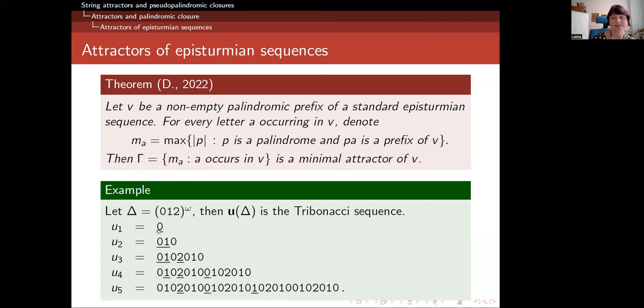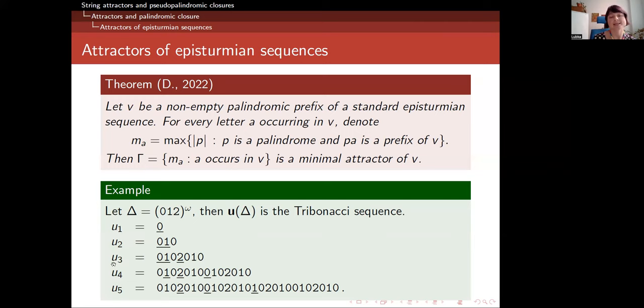Then U2, I search for the maximal palindromic prefix followed by zero. That's again the empty prefix. So zero will be the position of the attractor, and then the longest palindromic prefix followed by one. In this case, it is this zero. So the length is one, and I underline this position. So I have 0, 1 as positions of the attractor.